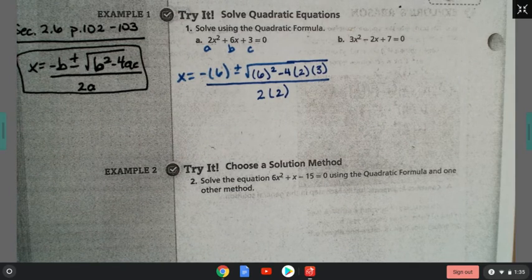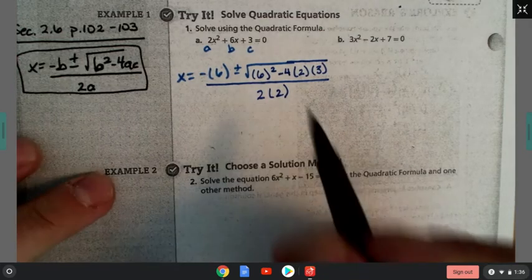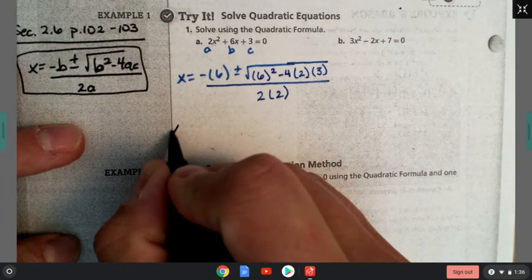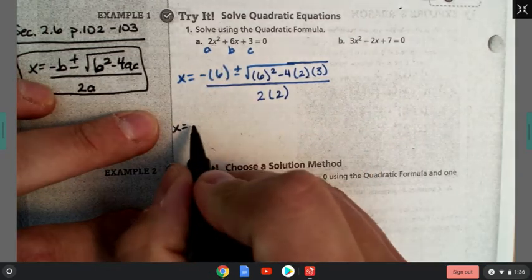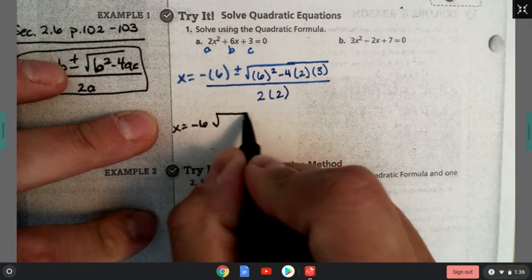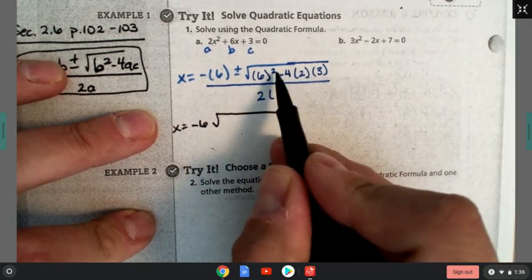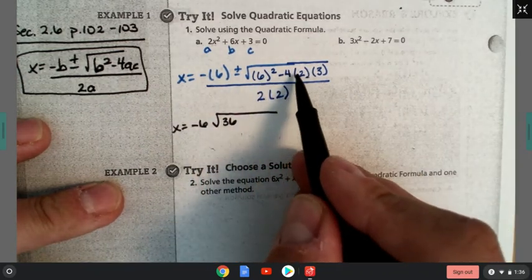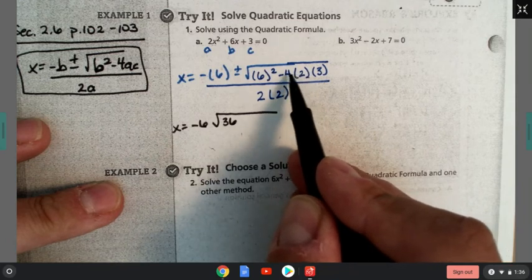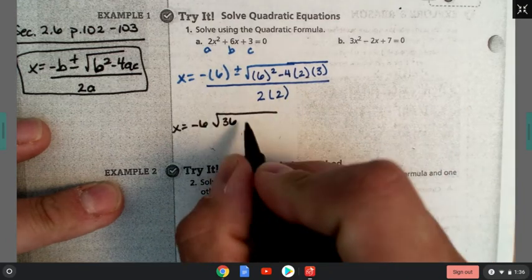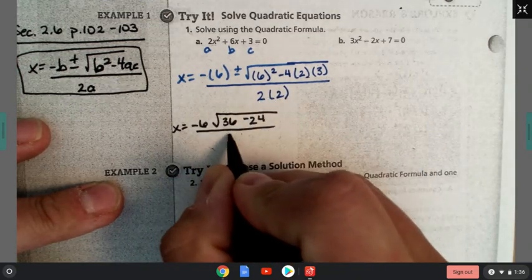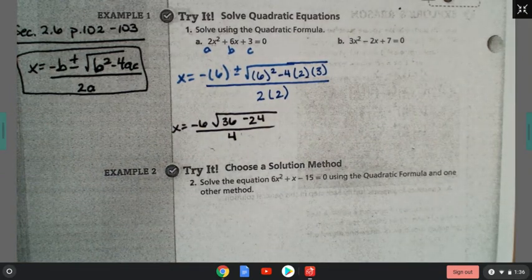All right, now we're just going to work this thing out. So the first thing we need to do is all the stuff under the radical, under the square root. I'm going to keep everything else the same. So this negative 6 is going to stay negative 6. And then I'm going to simplify in here. So 6 squared is 36. And then negative 4 times 2 is negative 8. And negative 8 times 3 is negative 24. All over 2 times 2 is 4. So I just started with simplifying underneath the radical.